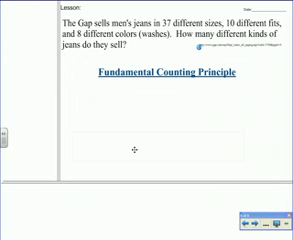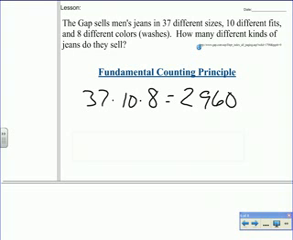Like if we wanted to do a probability based on the number of different kinds of jeans, say the Gap sells men's jeans in 37 different sizes, 10 different fits, and 8 different colors. How many different kinds of jeans do they sell? Yeah, multiply all those together. 37 times 10 times 8 is 2,960. That is a lot of jeans.